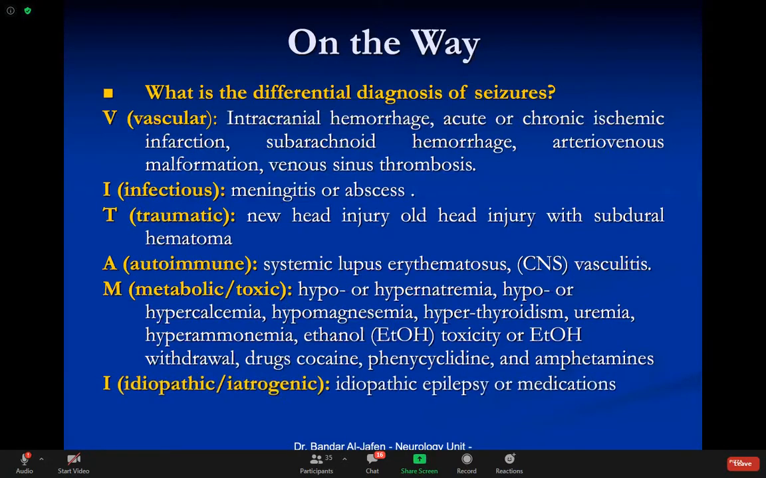Is it idiopathic? Is it neoplastic? Okay, and these nicely spell out VITAMINS for you. So if you remember VITAMINS, you'll remember all the etiologies for most neurological diseases. And S, structural. Structural is kind of similar to neoplastic.